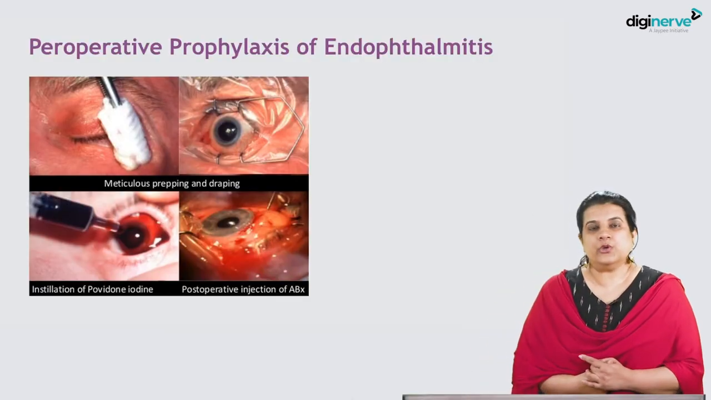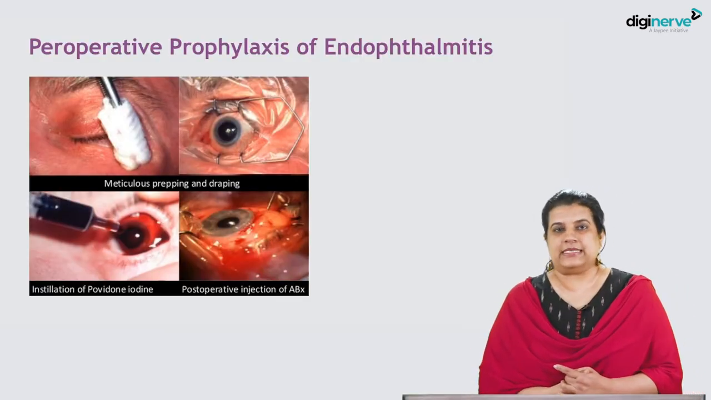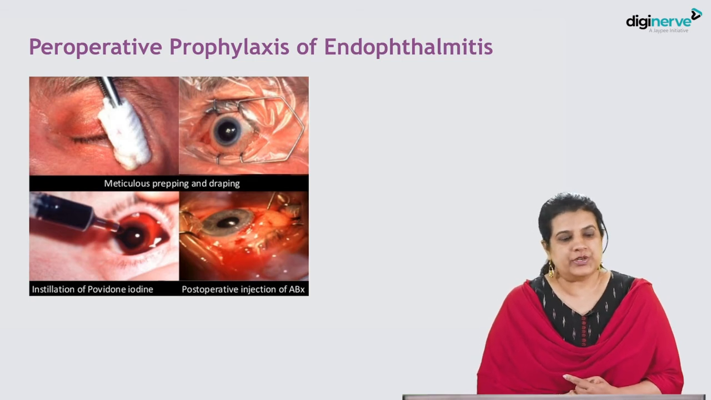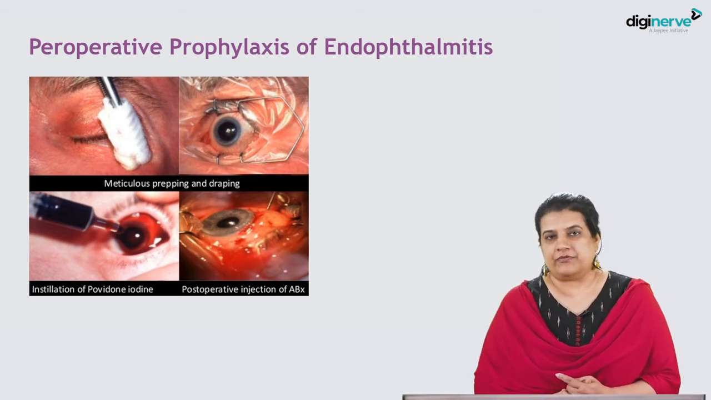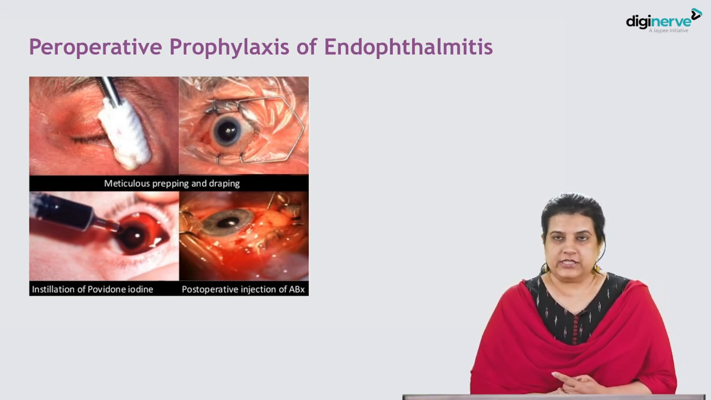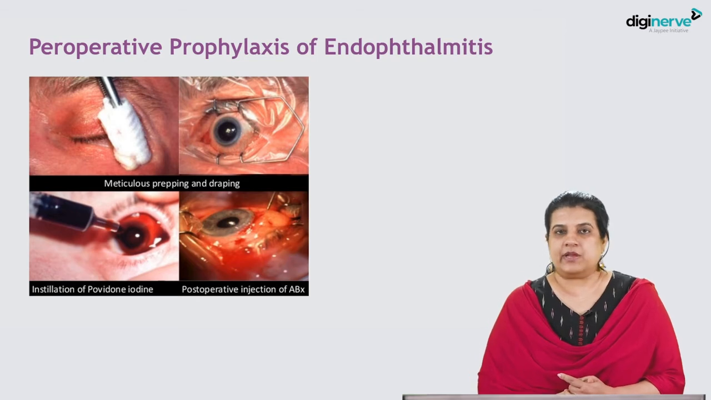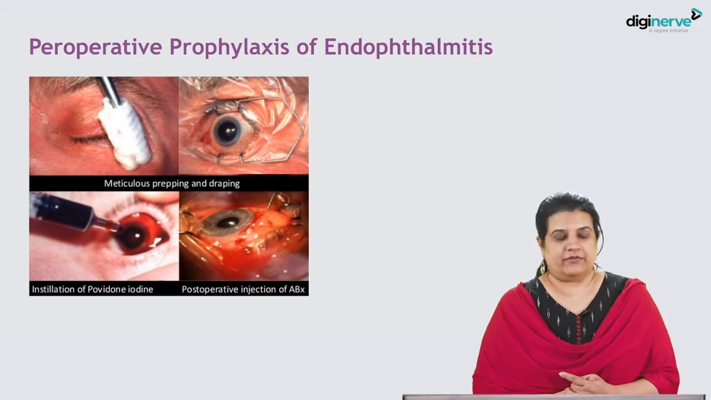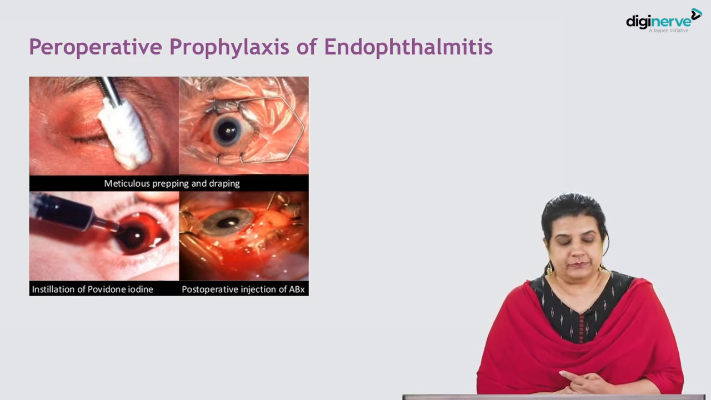Now, there is a huge risk of endophthalmitis that can happen after a cataract surgery. So you need to take some peri-operative prophylactic measures. The first is meticulous prepping and draping using betadine 5%. You must instill 5% betadine drops in the conjunctival cavity, and post-operatively at the end of injections, intracameral antibiotics such as intracameral moxifloxacin should be given.